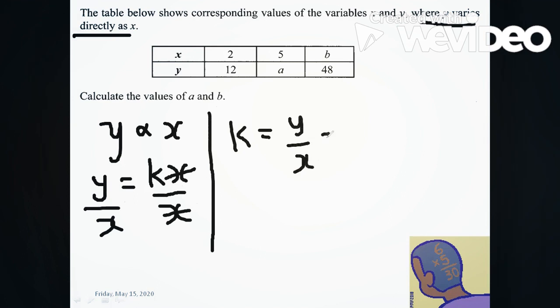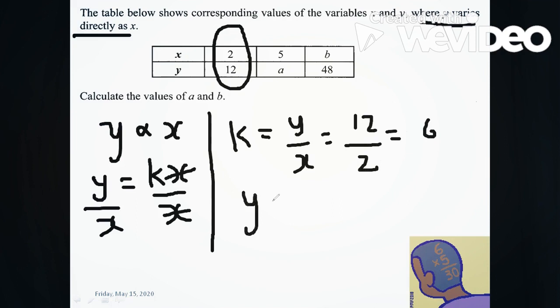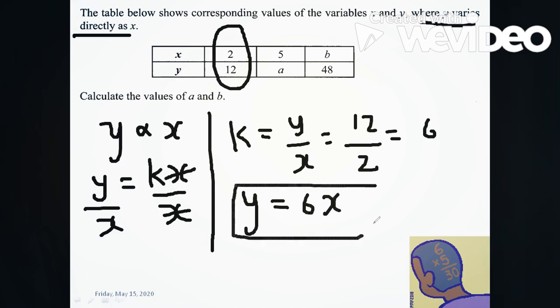All right. Now we're going to use these two values here in the table to find our k. You can't use any other values. You have to use two values that we know. So y is 12 and x is 2. So k turns out to be what? 6. So our formula, guys, is y equals 6x. This is our formula, Eureka.